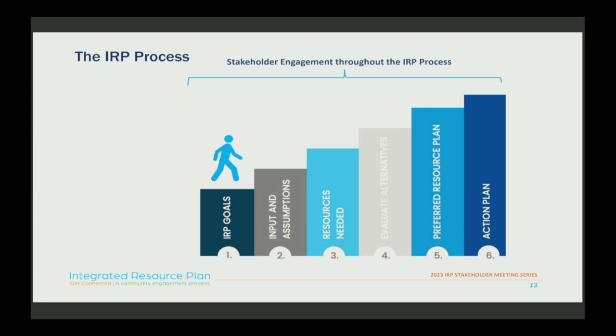So we have it shown really as a six-part process, and the blue guy, I'll call him the blue man, represents where we are right now, setting our goals for the IRP. The next step is inputs and assumptions, and we expect those to be done by June 1. The next stakeholder advisory group meeting will be talking about all of our inputs and assumptions and what they mean and why. After that, you talk about the resources that you need, and you evaluate all your alternatives to meet your needs at that point. You come up with a preferred resource plan, and then from that, you develop an action plan to actually go implement something.